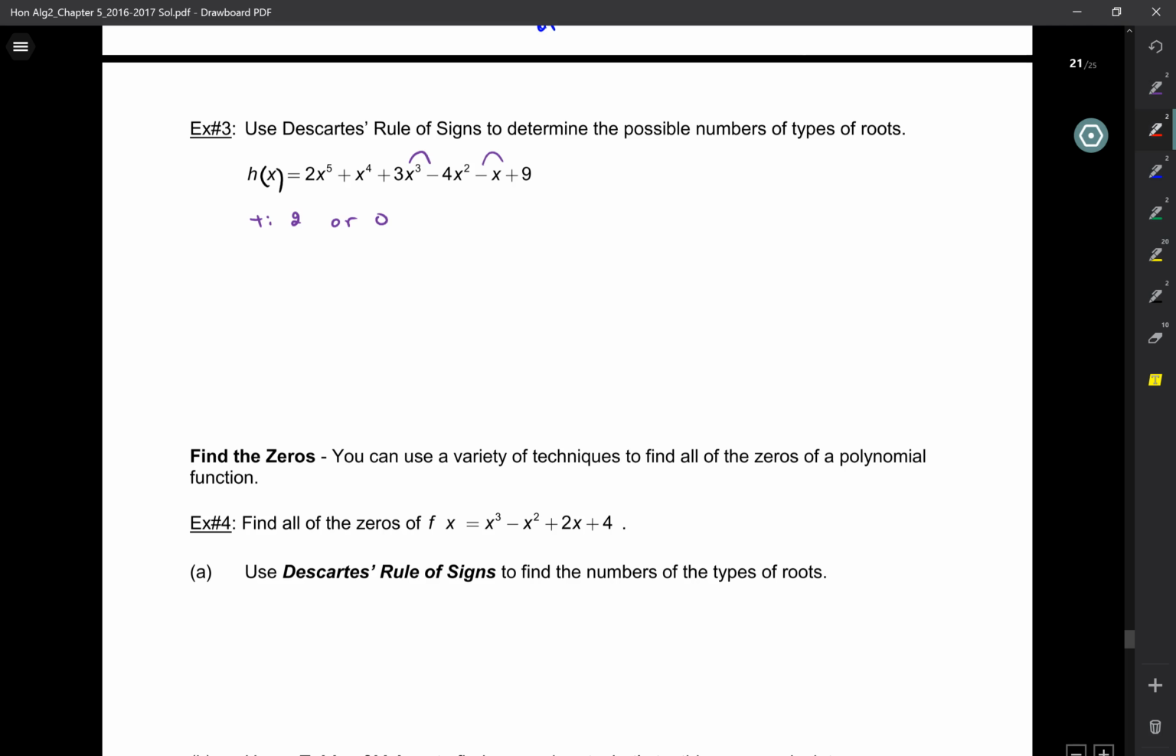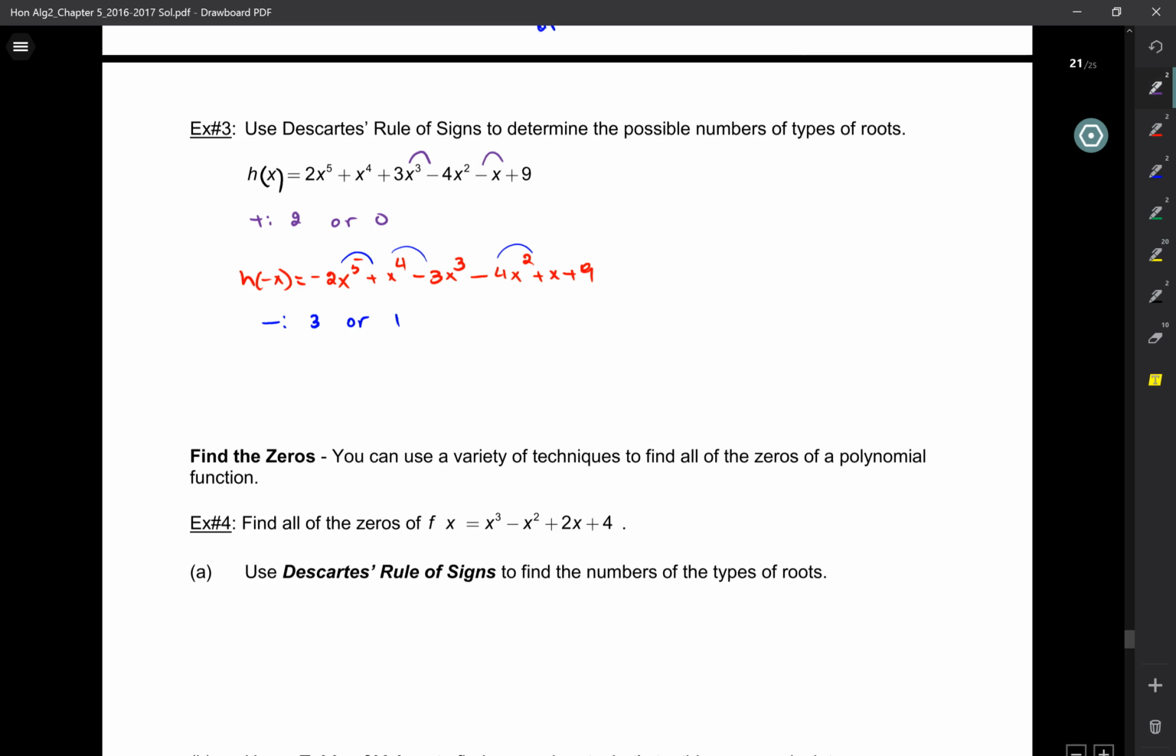Now, for the negative, I want to look at h of negative x. Okay, I'm going to switch the sign of all the ones that have odd exponents. So negative 2x to the 5th, positive x to the 4, negative 3x cubed, negative 4x squared, plus x plus 9, right? Now, how many times does this change sign? 1, 2, 3. So for the negatives, it's either 3 or 1.